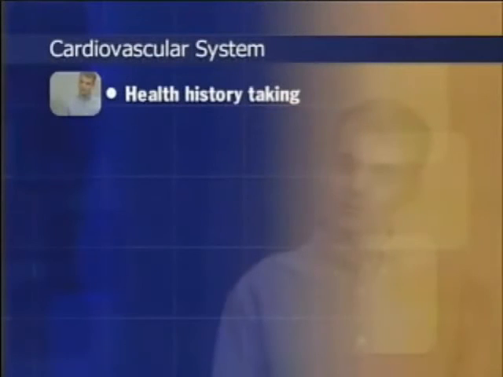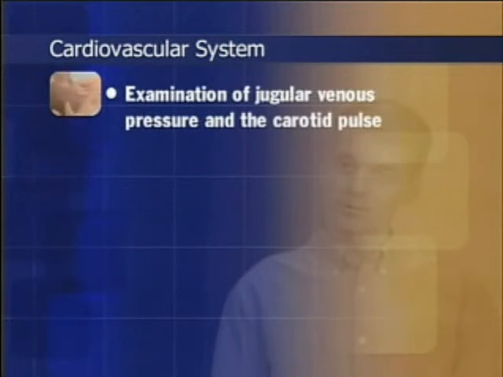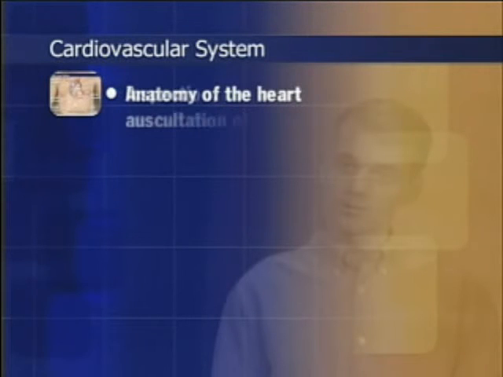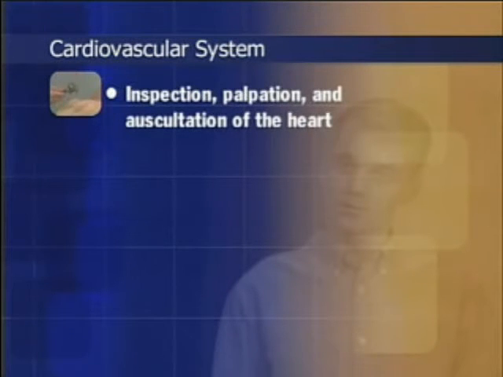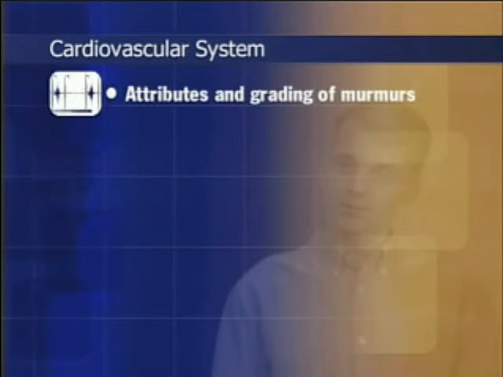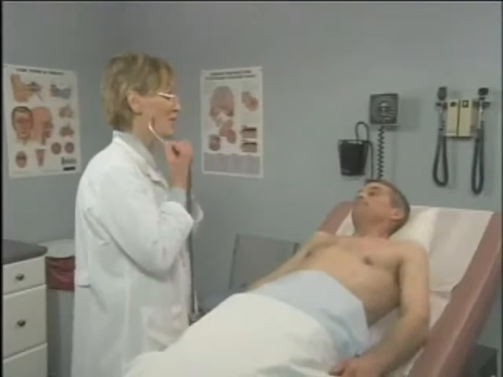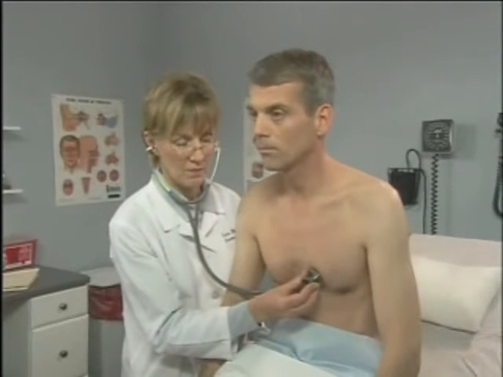This video begins with a brief overview of health history taking, followed by the anatomy of the vascular structures of the neck, examination of jugular venous pressure and the carotid pulse, anatomy of the heart, inspection, palpation, and auscultation of the heart, a description of heart sounds, and attributes and grading of murmurs. We conclude the video with tips on describing your findings. You will see the examiner assess a healthy patient. In clinical practice, you may detect the same normal findings, or you may discover normal variations or abnormal findings.